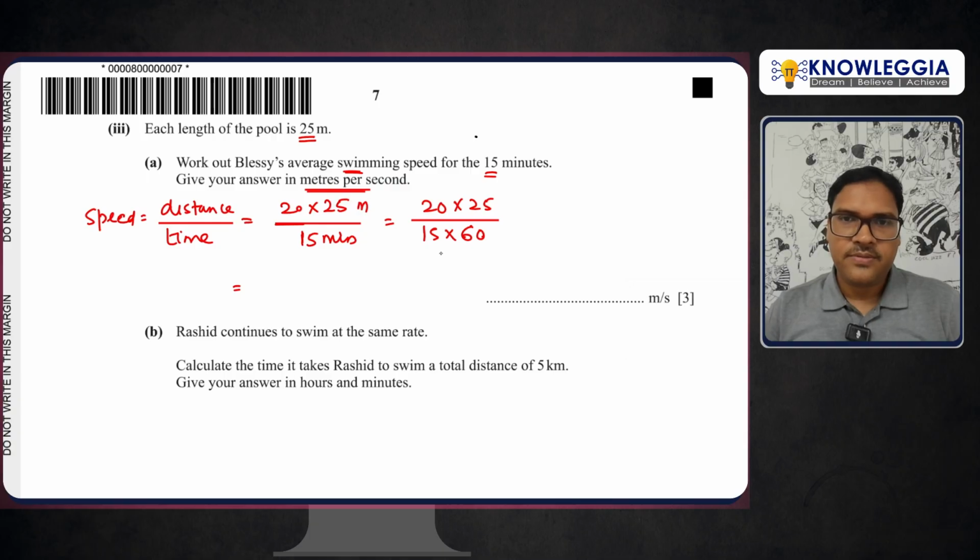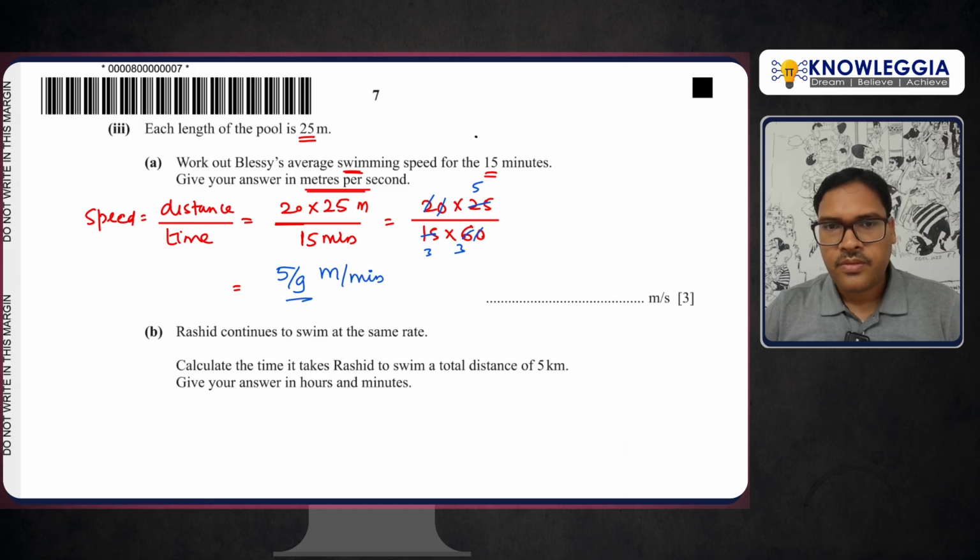Now you can just simplify this. You can cancel this 0, you can cancel this 3 also. And if I cancel a common factor of 5, this is 5, this is 3. So we can see this is 5 by 9 meters per second, or you can convert it to decimal also. So that is the correct answer, 5 by 9 meters per second.